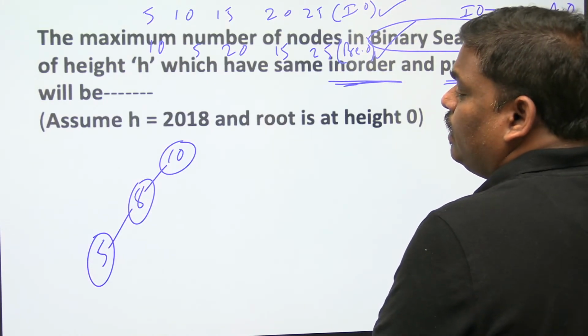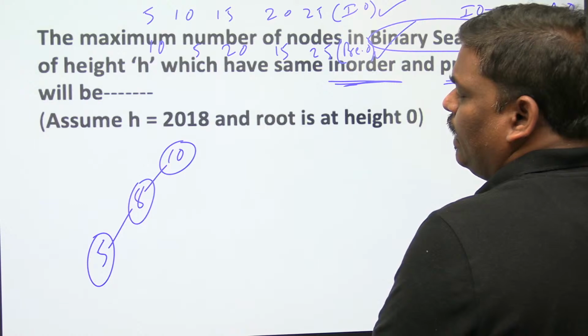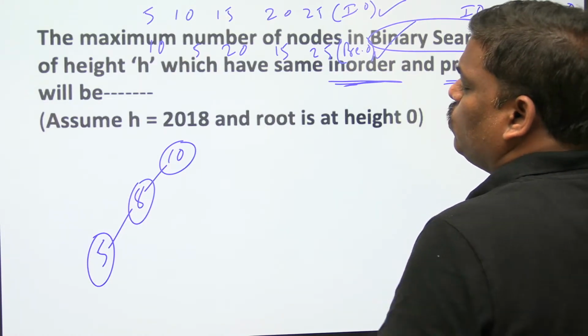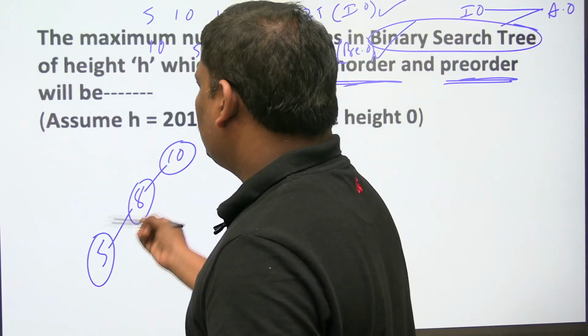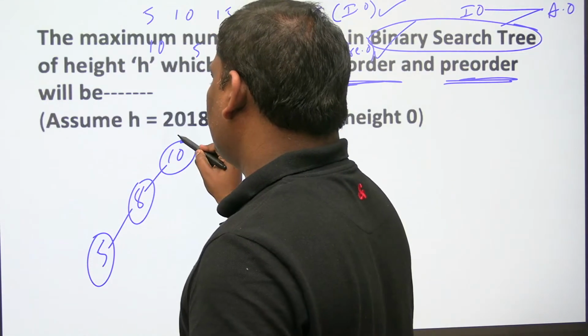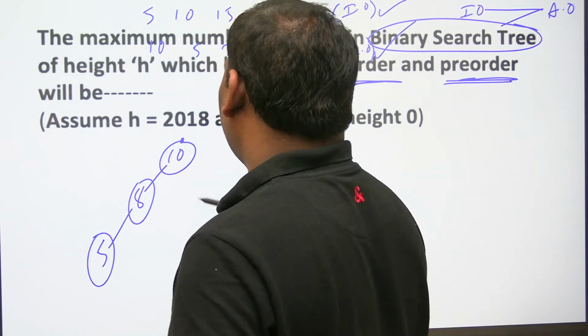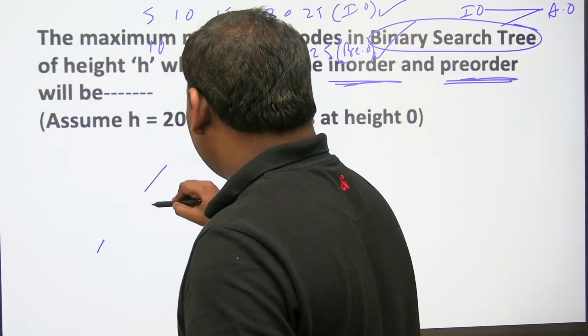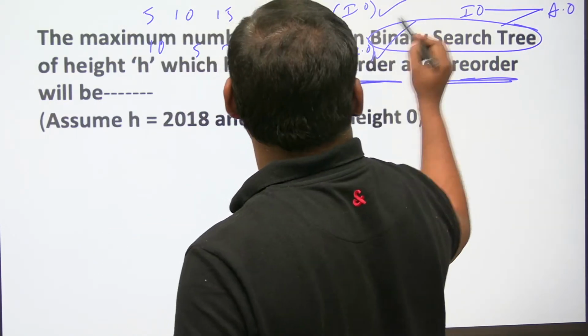What about in order? In order means everyone knows left, root, right. So can I print root? No, after left only. So pre-order will print this, in order will print this. I think both are not equal. This is also not. I want one BST where pre-order and in order will be same.